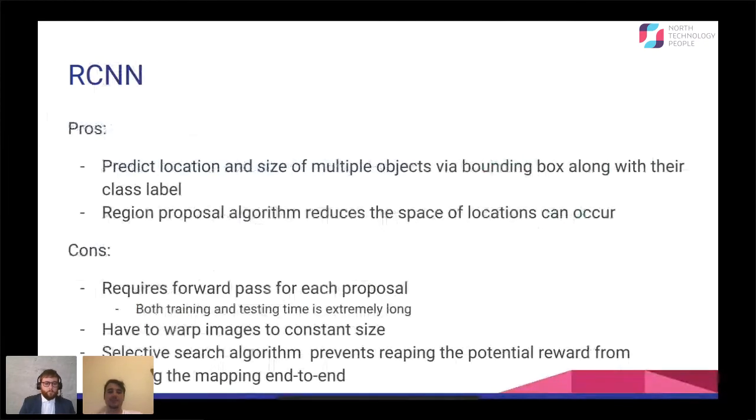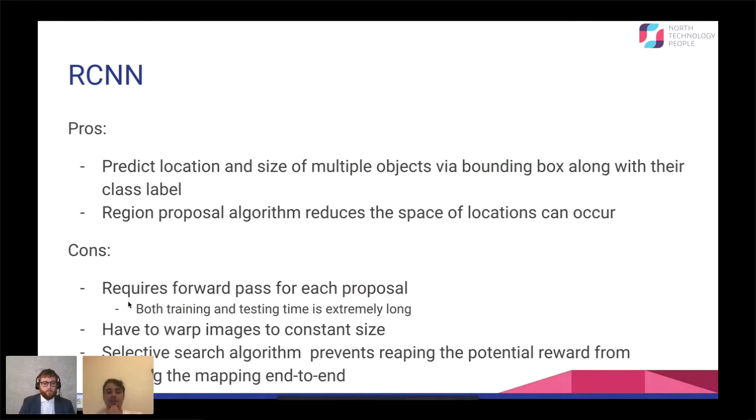So the pros of this approach is that we're able to predict the location and size of multiple objects along with their class label. And we have this region proposal algorithm that helps us narrow the search space of where objects can occur and give us a good starting point.